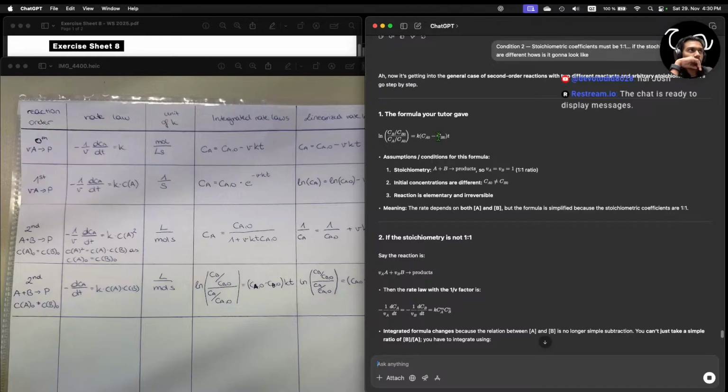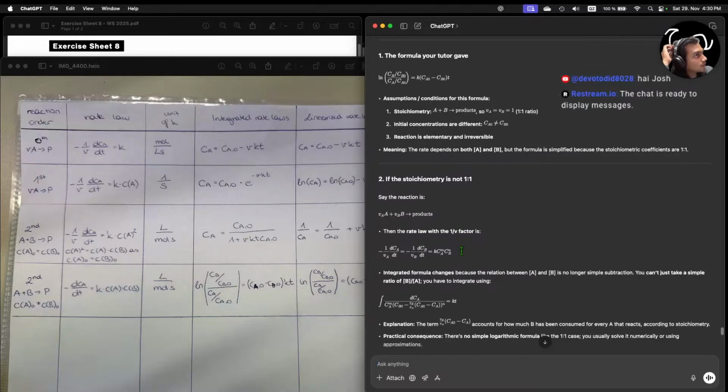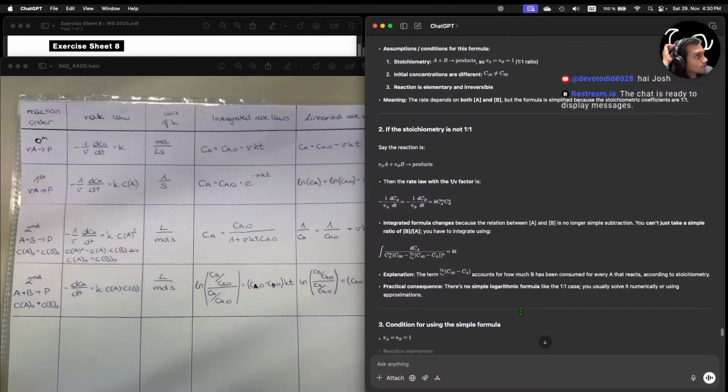The formula your tutor gave, assumptions, conditions for this formula: stoichiometric A is good. A plus B gives products. If this is not one, then the rate law with 1 by v factor is the integrated formula. You can just take a simple ratio b by a.